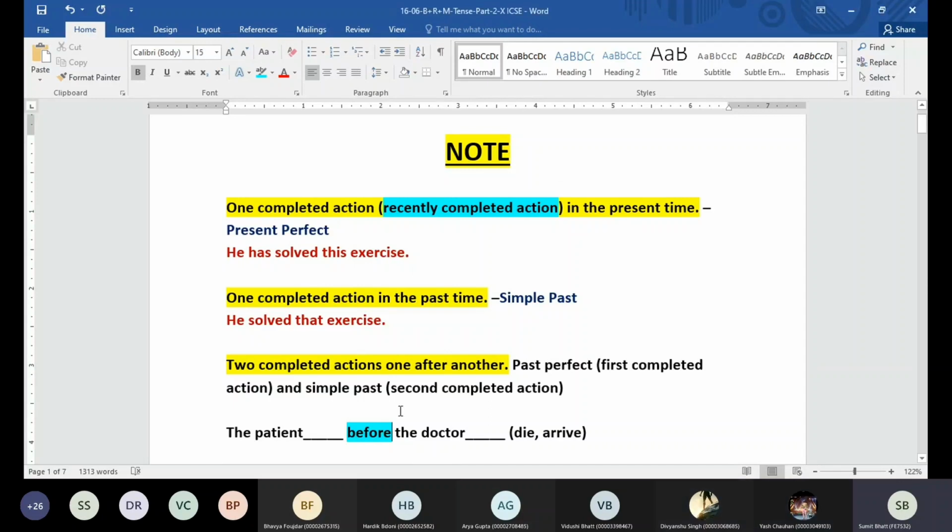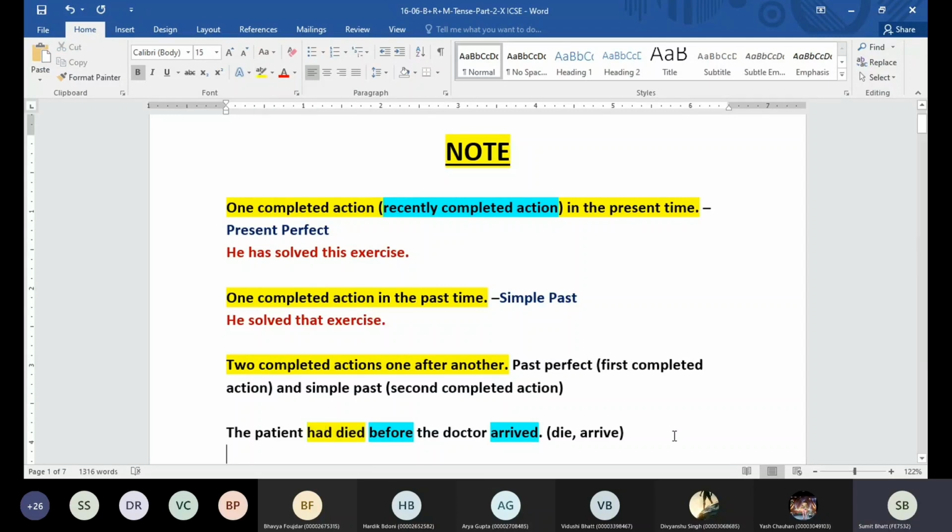No. So remember guys, what happens here is we have to determine which is the first action and which is the second action. These are the two actions which happened one after another. First, who died? The patient. So here we are going to say the patient had died. Then what happened? Second action: the doctor arrived. Here we have used simple past tense, and on this side we have used past perfect tense.